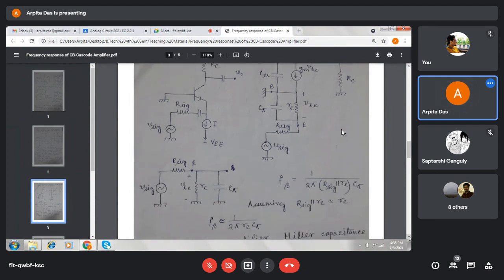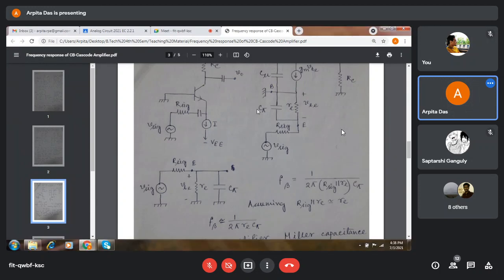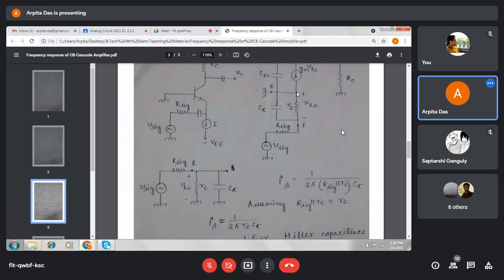Now, if I consider the input side as before as the CB amplifier, then what will happen? Input side means base and emitter side. In between base and emitter side, what will happen? Let us consider the signal source V_s, connected with R_s, and this is the emitter terminal now. Now, the emitter is connected with this small r_e, the emitter resistance, and it is now grounded.